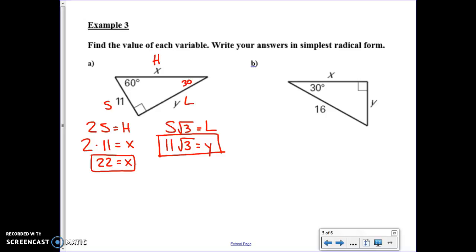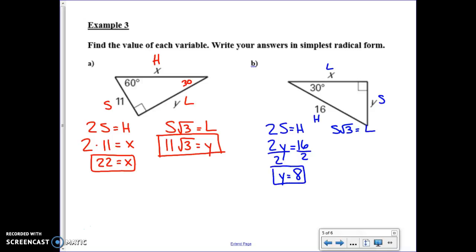Okay, let's try this again. So across from the 30 is the short leg. Across from the 90 is the hypotenuse, which means that that last angle is 60, and the long leg is across from there. So I'm going to write down my 2 equations again. 2 short equals hypotenuse, and short radical 3 equals long. So 2 times the short side equals the hypotenuse. Okay, so now I need to divide by 2 to get y by itself, so y equals 8.